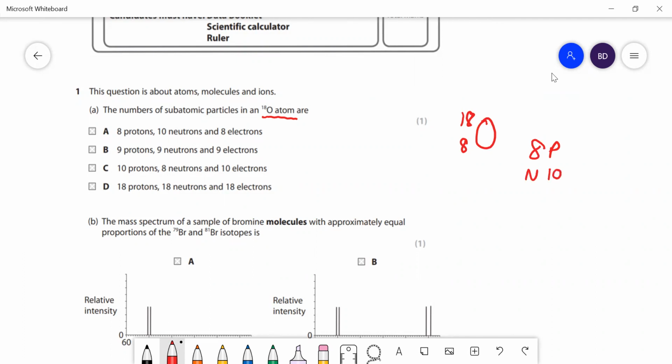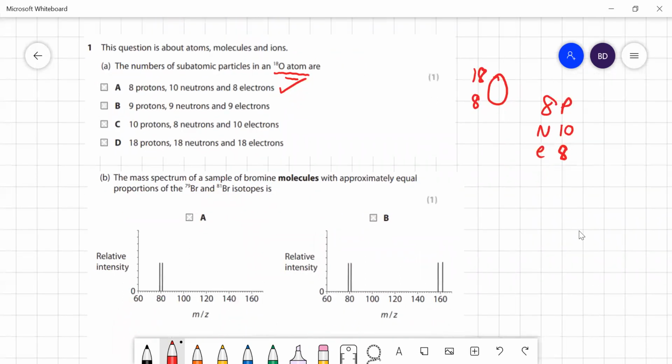And then the number of electrons: it's an atom, so the number of electrons is equal to the number of protons. So it's going to be 8 electrons. So the answer there is A, this one: 8 protons, 10 neutrons, 8 electrons. Pretty easy question, not much more than GCSE really.